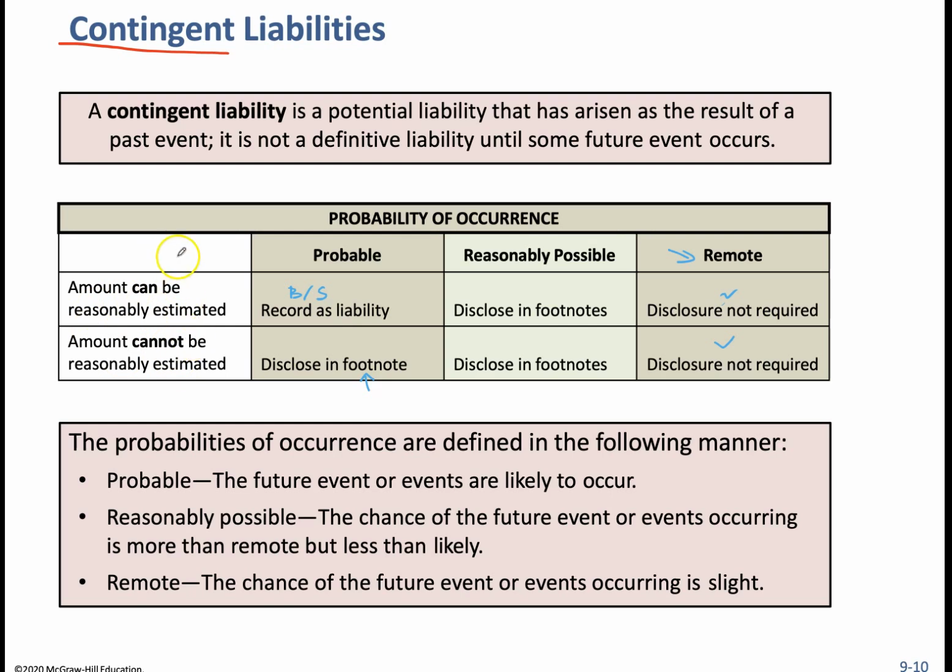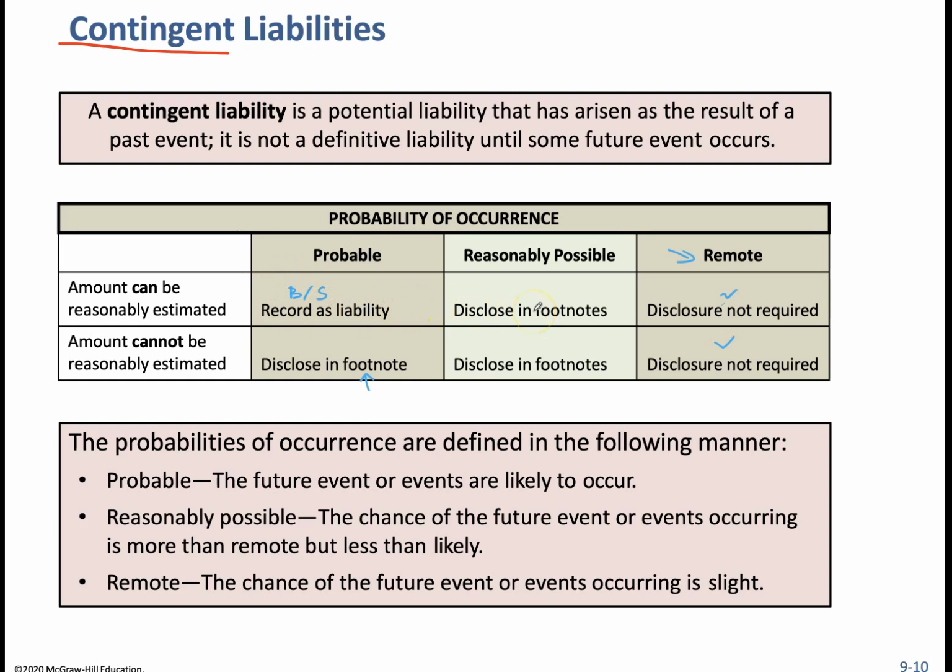So if the amount can be reasonably estimated and the probability of occurrence is probable, that means if we are likely to lose the lawsuit, and we can estimate the amount if we lose the lawsuit, we should record that as a liability. You can record it under the account called contingent liability. This account will be reported under the liability section of the balance sheet.